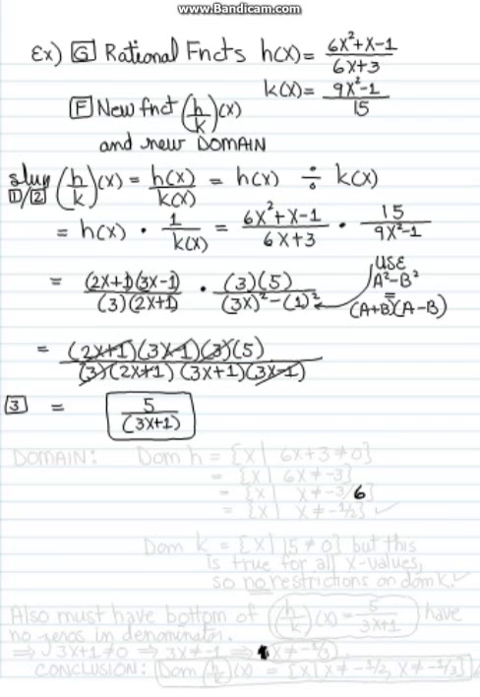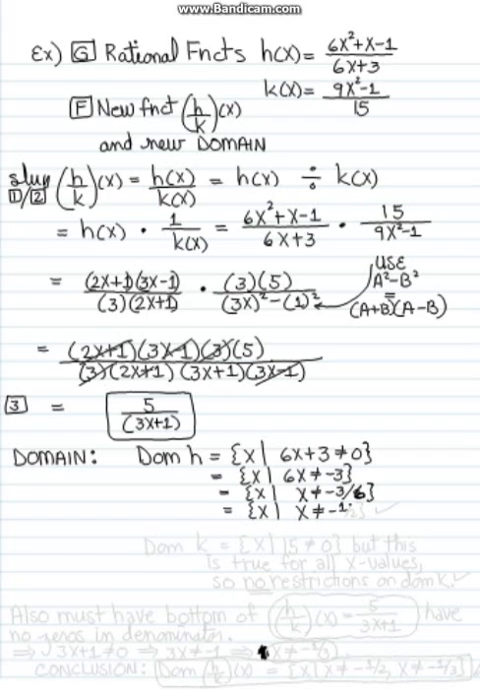Now let's talk about the domain. For the domain of h, look at the h function. The domain of h is found by all real numbers x such that the denominator 6x plus 3 is not equal to 0. Well, let's solve for x. Move the 3 over, and we have 6x is not equal to negative 3. And now divide both sides by 6. We have x is not equal to negative 3 over 6, which simplifies to all real values x such that x is not equal to negative 1/2. That is the domain of h.